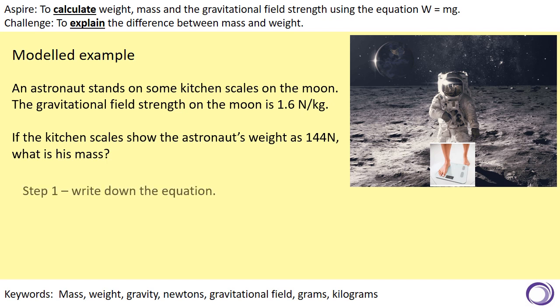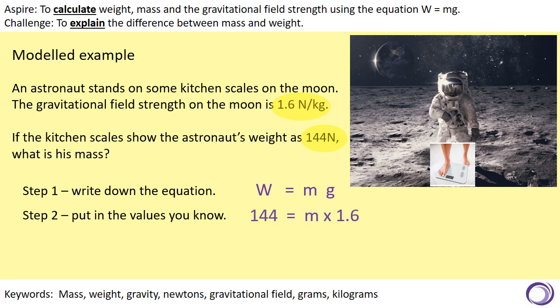First thing we do, write down the equation. Weight equals mass times gravity. Put in the values that you know. We know the gravitational field strength, g, and we know the weight, W. So we'll put them in. So 144 equals m, we don't know that, times 1.6.